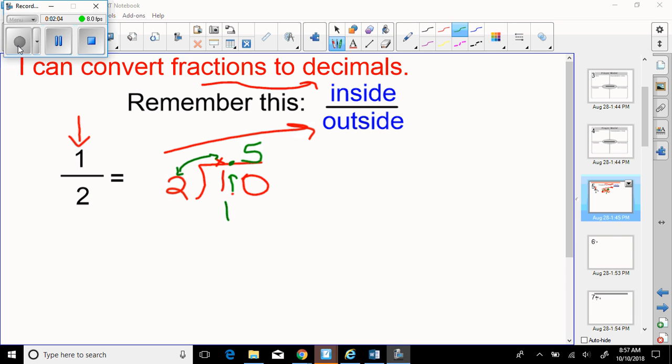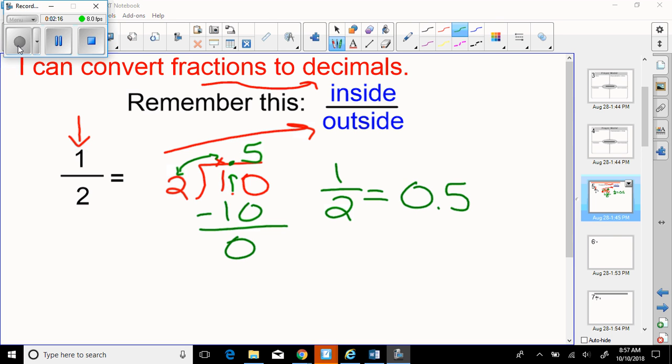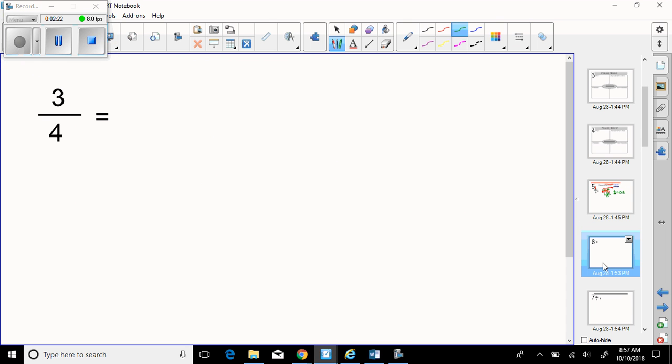And 2 times 5, so then we multiply these two. 2 times 5 is 10. 10 minus 10 is 0. And we're done. So now we know that 1 half is equal to 0.5 or 5 tenths. Got it? Yes. Okay. All right, let's go to the next one.